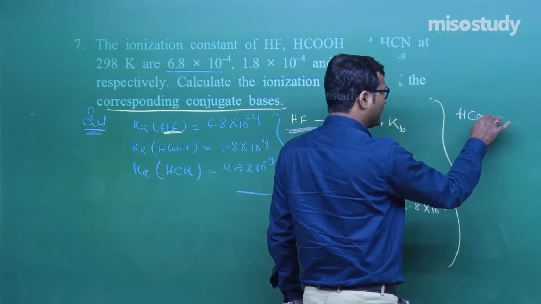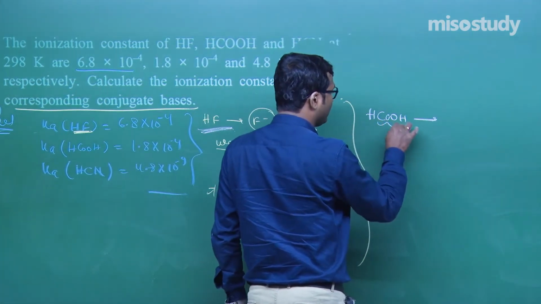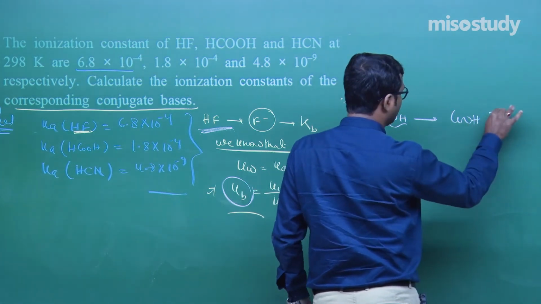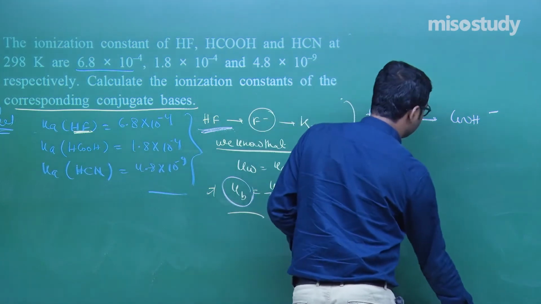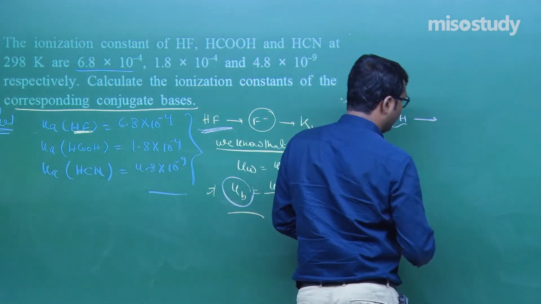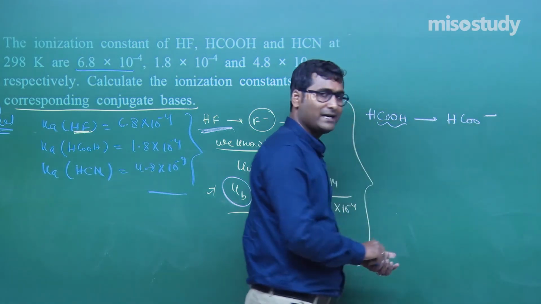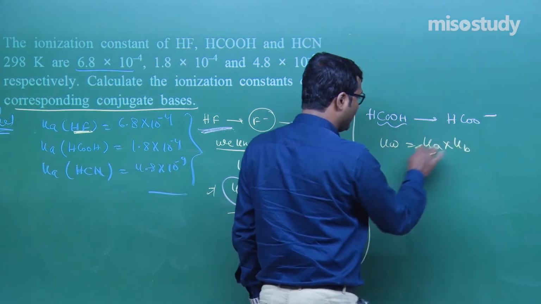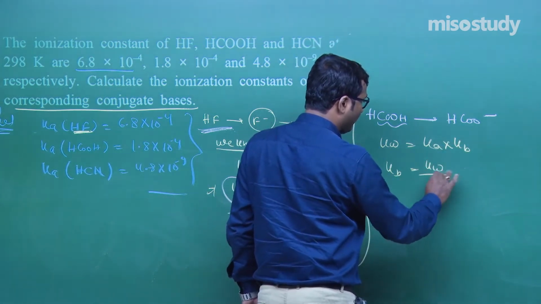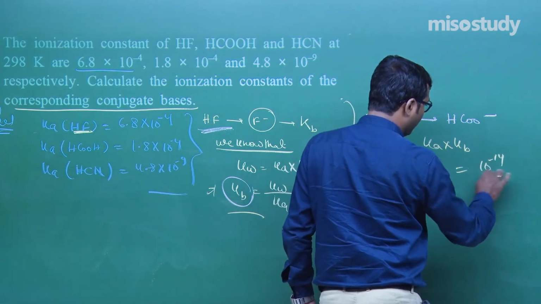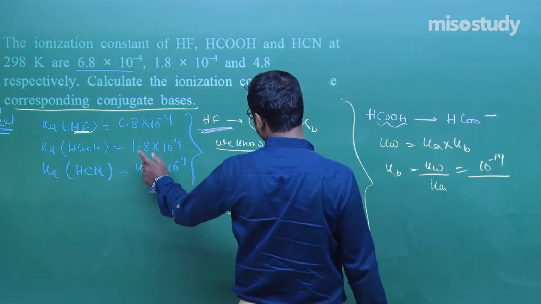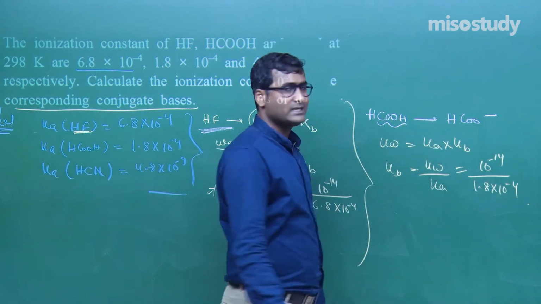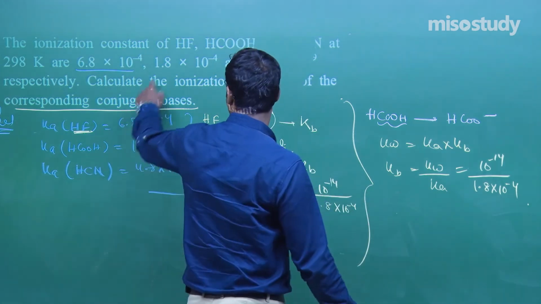As we know, for HCOOH the conjugate base is HCOO minus. Now again we know Kw is equal to Ka into Kb. What is Kb? Kw upon Ka. What is Kw? 10 to the power minus 14. And what is Ka for HCOOH? 1.8 into 10 to the power minus 4. This is the second part. What is the third part?